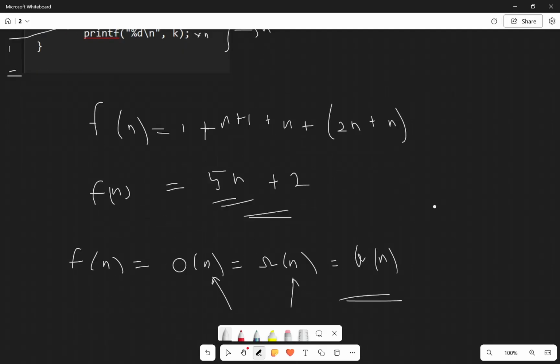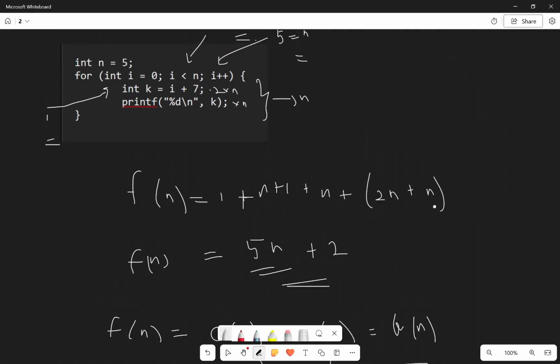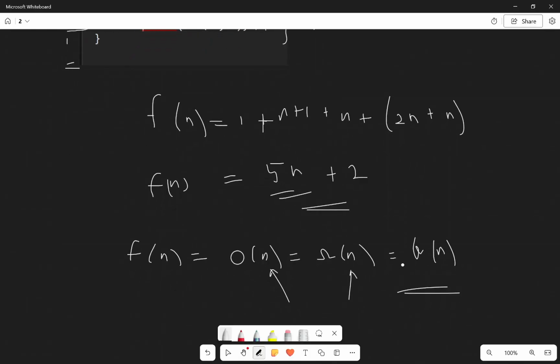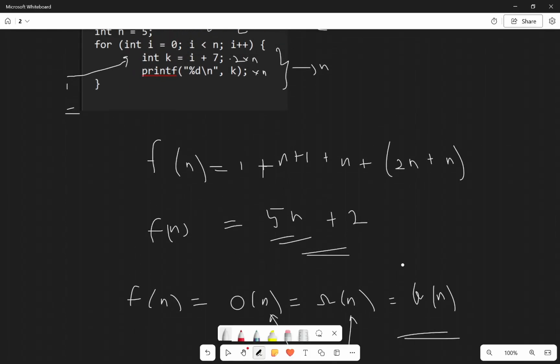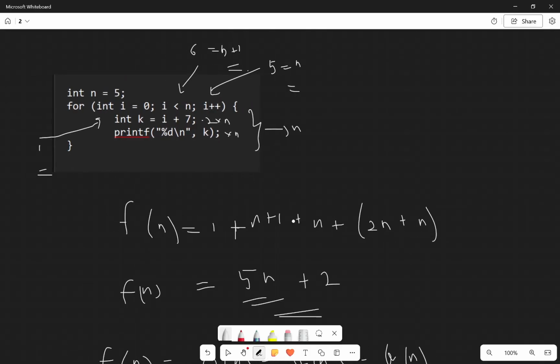I hope it's clear for you guys now how you can convert an algorithm into a function and use these 3 notations to analyze this function. At the moment we are not analyzing algorithms. This isn't an algorithm, actually. This is just a piece of code. What I'm trying to teach you guys is how to convert code or pseudocode into a function.